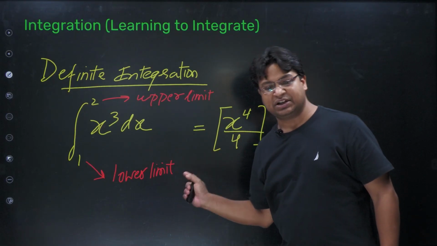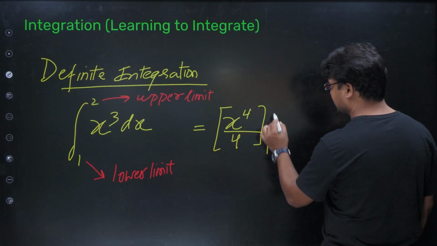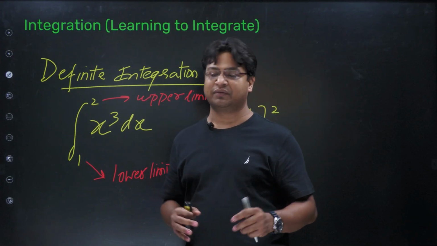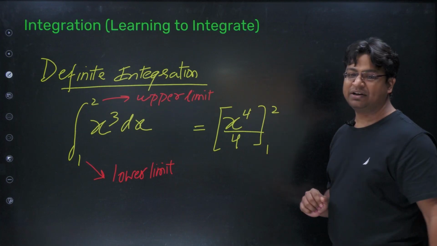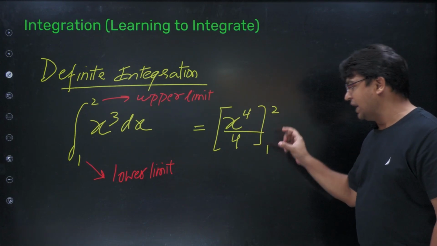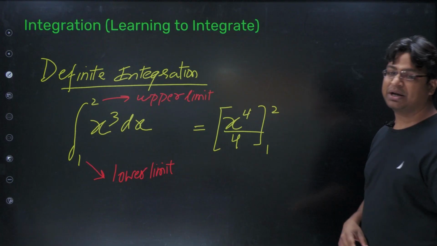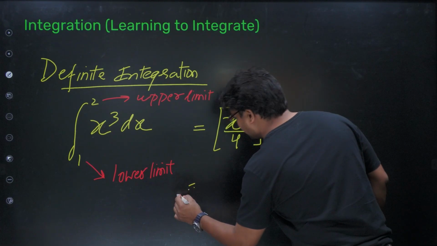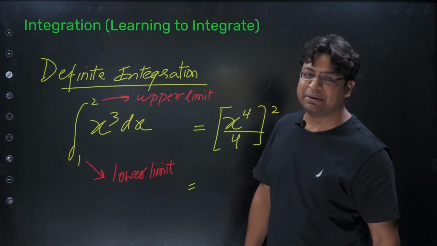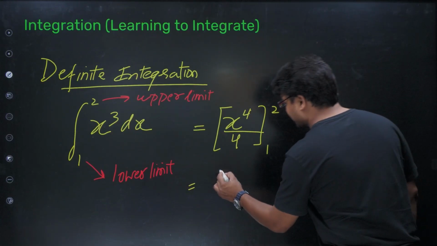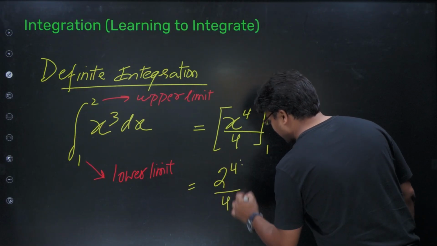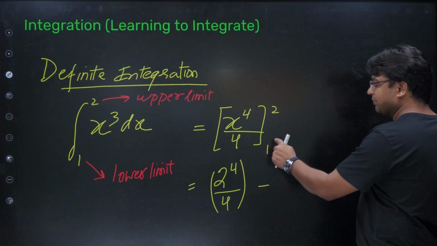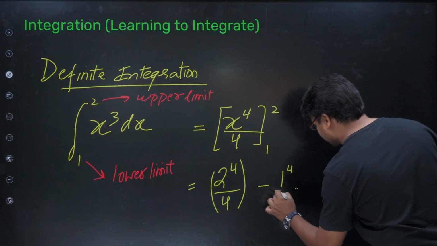Once you have finished the integral, then the customary thing is to mention the lower limit here and the upper limit here. Whatever you are getting as the outcome of the integration, put it in square brackets. Then write the lower limit at the bottom right of the square brackets, write the upper limit at the top right, and then first substitute the upper limit in place of x. So it will become 2 raised to power 4 by 4, and then you have to subtract whatever you get by putting the lower limit. So by putting the lower limit, we will get this.